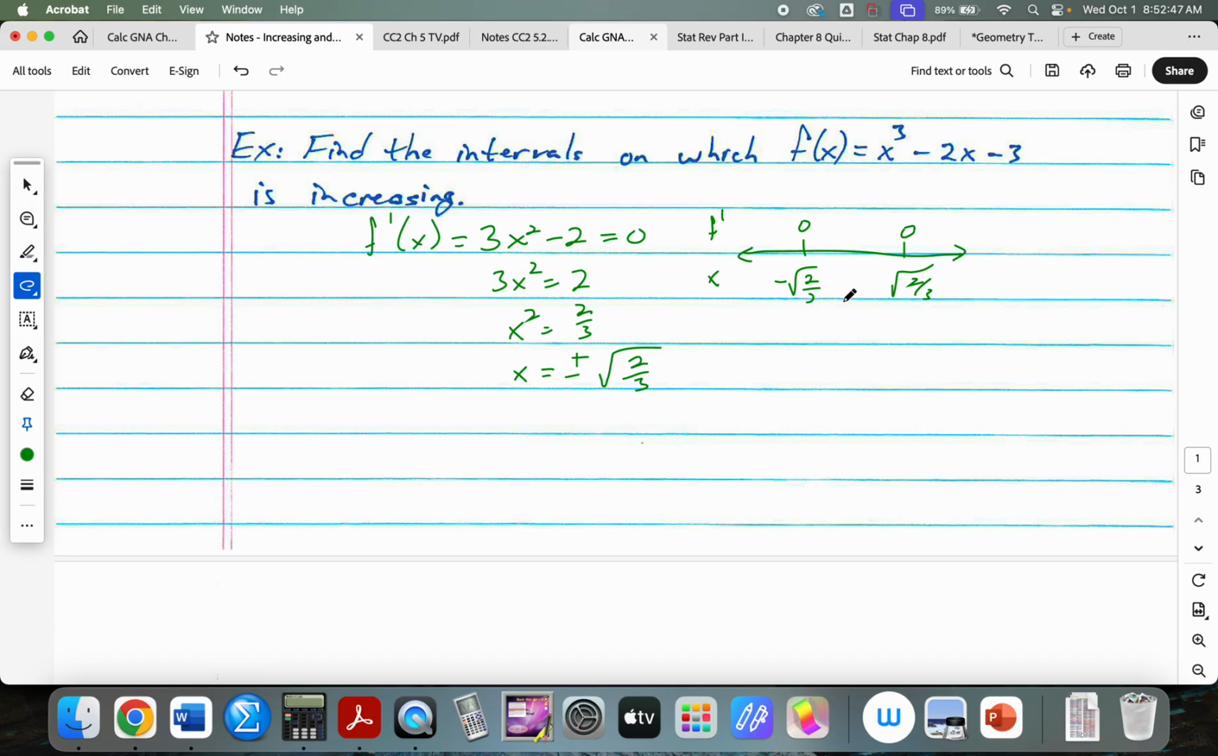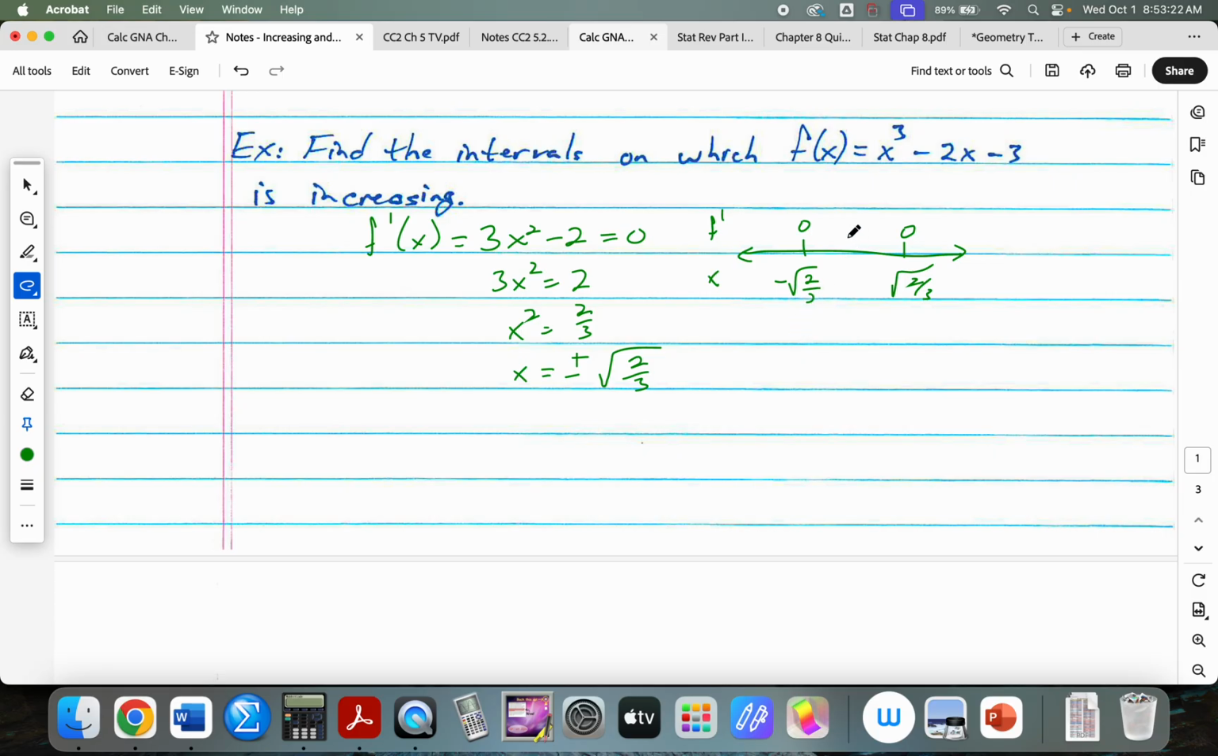And then all I need to do is test any point in these. I've got three intervals now: the interval from negative infinity to negative square root of 2/3, from square root of 2/3 to positive infinity, and then in between. All I need to do is check any value in one of those intervals to decide whether f prime is positive, negative, or 0 throughout that interval.